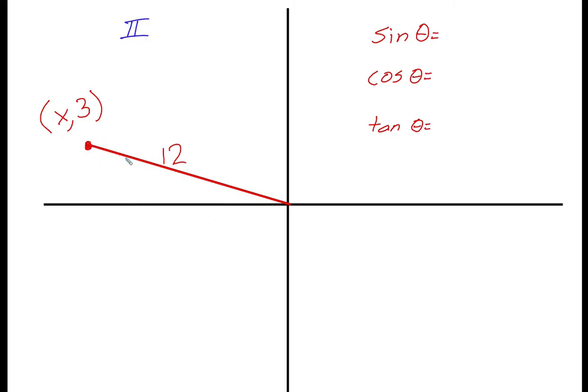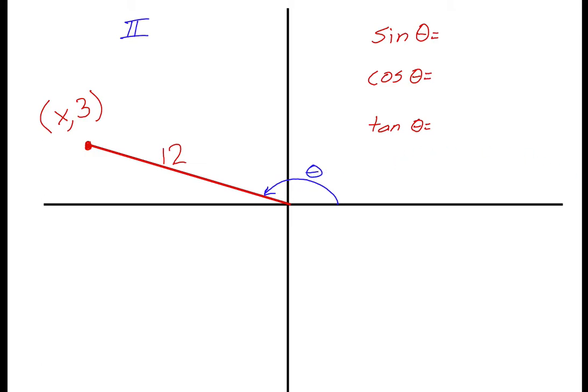I know that that point is 12 units away from the origin, and I know its y-coordinate is 3, but I don't know its x-coordinate. So I want to figure out what the sine, cosine, and tangent of the angle that would get me there is. And so the angle could be this angle right here. We could call that theta. We don't have to call that theta.